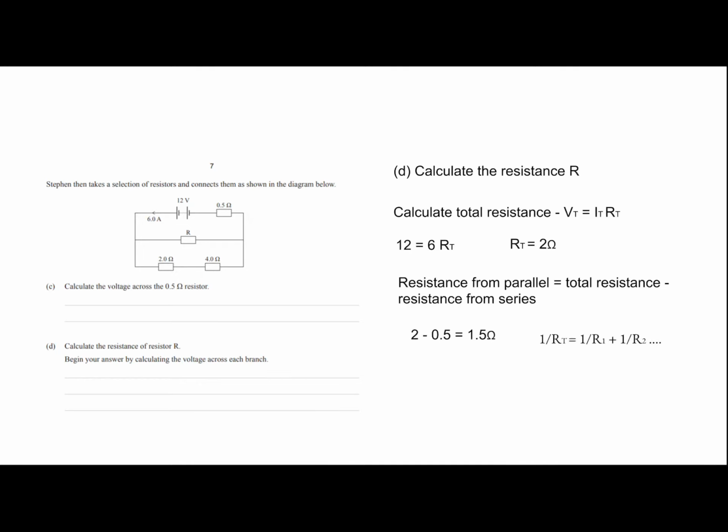And now we're left with one parallel circuit. Okay, so now we know that the parallel circuit is 1.5 ohms, and we can use our relationship 1 over RT equals 1 over R1 plus 1 over R2. And now we know what RT is. We know that the total resistance of the parallel is 1.5. So we can substitute RT equals 1.5.